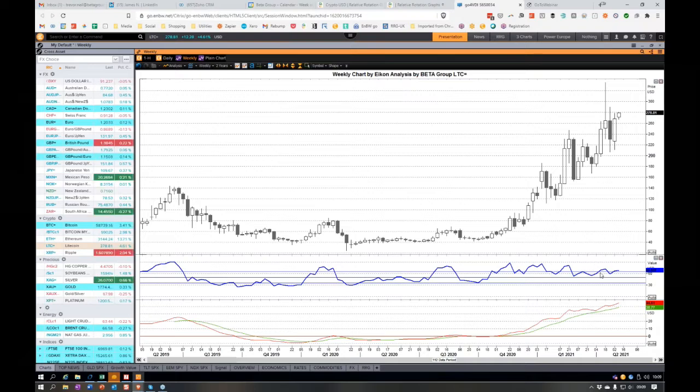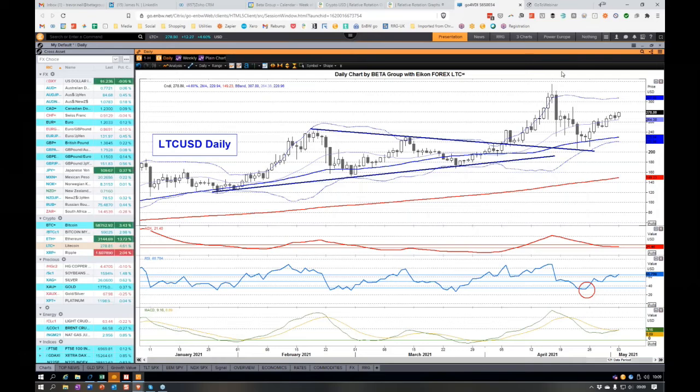Litecoin, I think, is looking better. We've got on the weekly chart the MACD crossed. It's still positive. This is still a bullish cryptocurrency. The RSI on the weekly is steady at the top end of it, looking good.